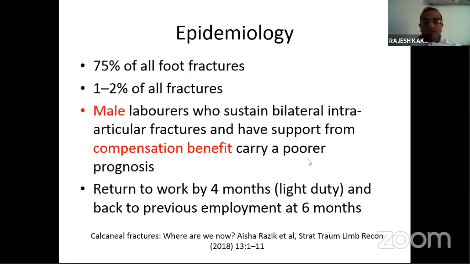In most places, the patient would take at least 4 months to return back to work, starting with light duties, and to get back to full previous employment, it generally takes up to 6 months.